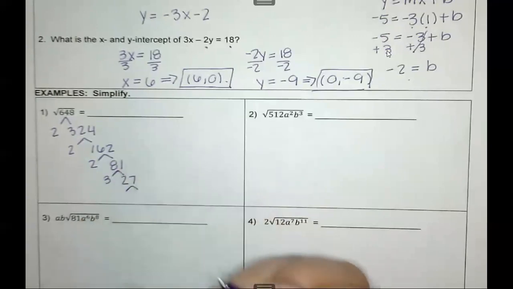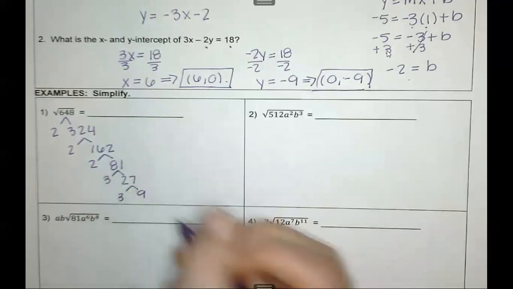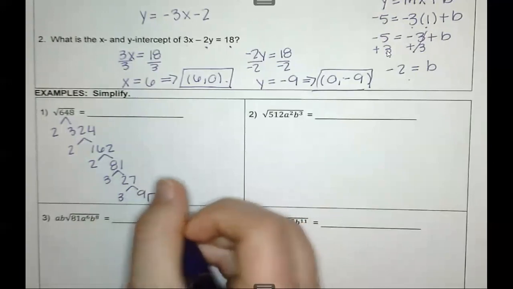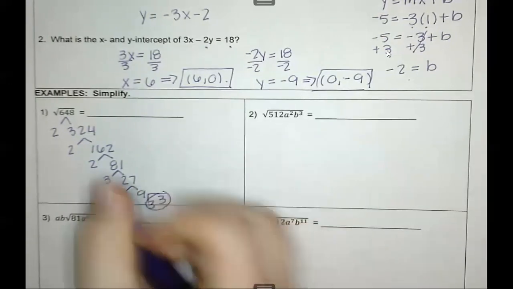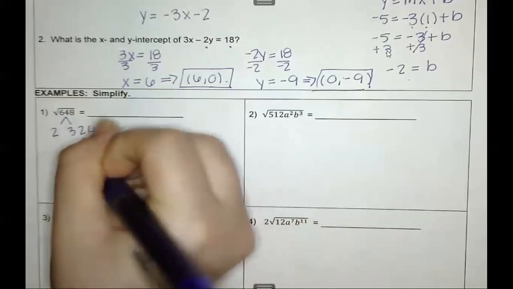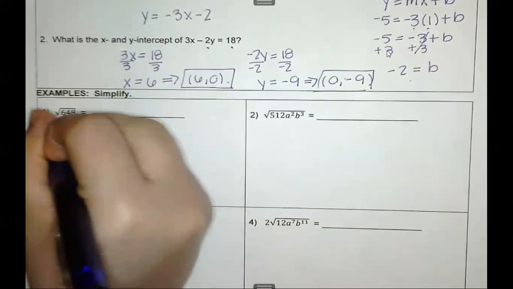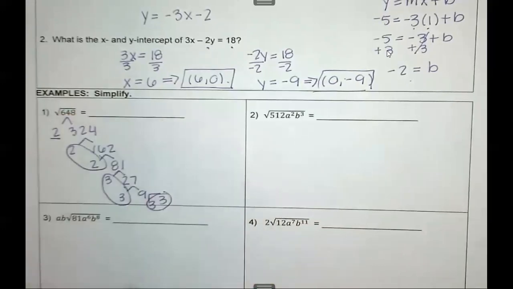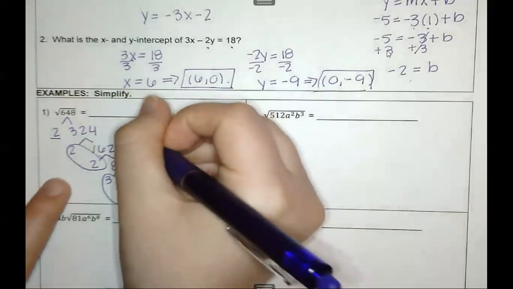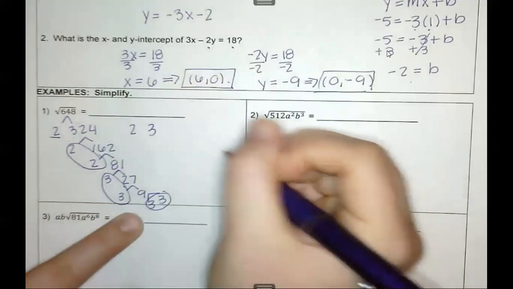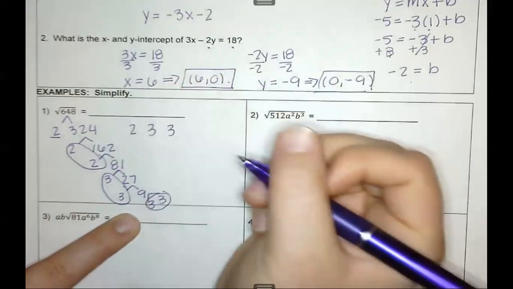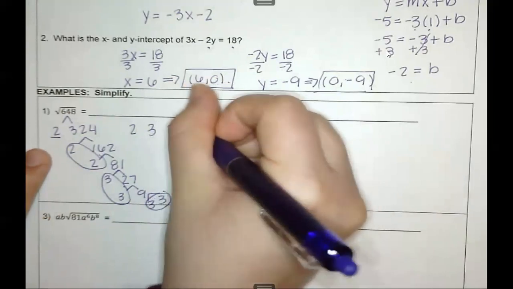And then 27 is something we are familiar with. We could use 3 and 9. And then for 9, we could use 3 and 3. All right, so now we just need to go back and circle our pairs. So I have a pair of 3's here, I have a pair of 3's here, and I have a pair of 2's here, and I have one leftover 2. So I'm going to take out a 2, I'm going to take out a 3, and I'm going to take out another 3, and we have a 2 left over under the square root.